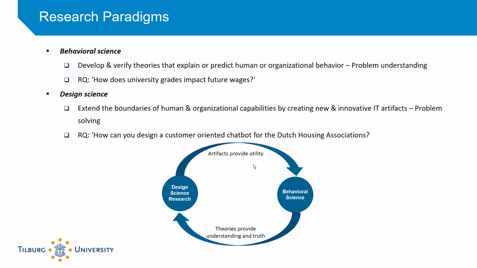So these are the kind of questions that you generally come across when you're dealing with behavioral science research. In contrast, design science is a lot more utilitarian. It tries to create new artifacts, sometimes using what is understood from behavioral science, with the whole purpose of solving a particular problem. So a research question that is seen in design science looks something like this: how can you design a customer-oriented chatbot for a Dutch Housing Association, for example?